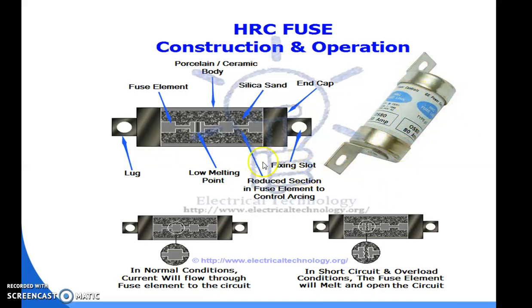In normal condition, the current will flow through the fuse element to the circuit. But in short circuit and overload condition, the fuse element will melt and open the circuit. That is the difference between the normal condition of an HRC fuse and the case of short circuit current or overload condition: the fuse element will melt and open the circuit.